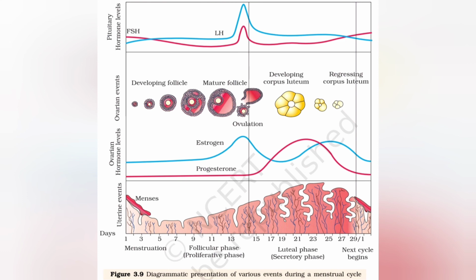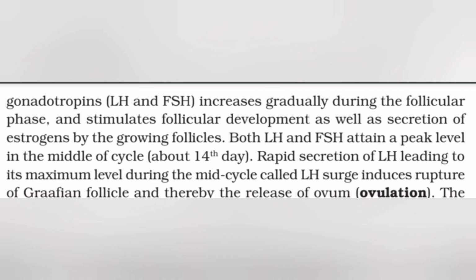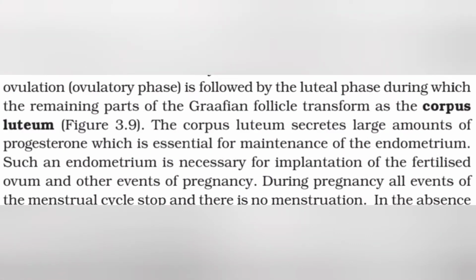After ovulation, yellow colored follicles are shown, that is the corpus luteum. These are responsible for the ovarian hormones. Both LH and FSH attain a peak level in the middle of the cycle, that is about the 14th day. Rapid secretion of LH leads to the maximum level during mid-cycle, called the LH surge. It induces rupture of the Graafian follicle and release of the ovum, that is ovulation. So this way ovarian hormones and pituitary hormones both simultaneously act on the ovary and uterus.